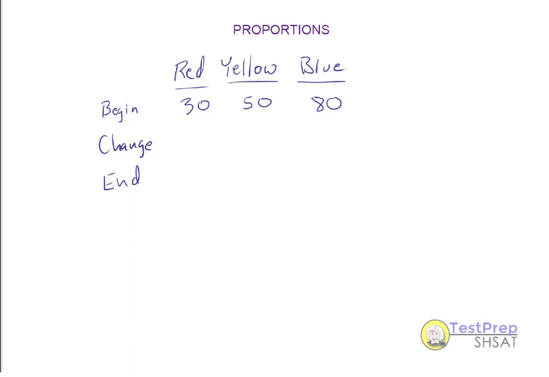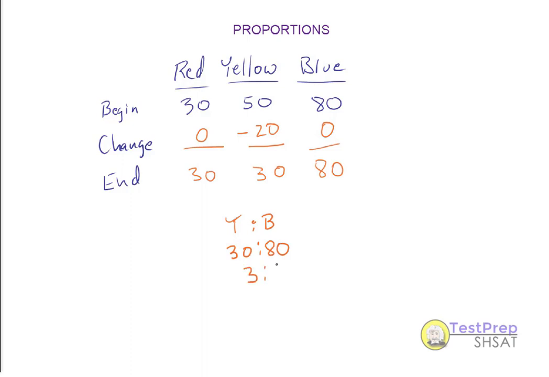So in this case, suppose we took away 20 yellow marbles. That's a change of minus 20. We didn't change the blue, we didn't change the red. So at the end, I'm going to have 30 red, I'm going to have 30 yellow, and I'm going to have 80 blue. If the problem asks me, what's the new ratio of yellow to blue, I know that answer is now 30 to 80, or 3 to 8.